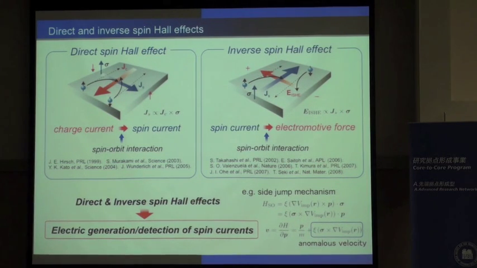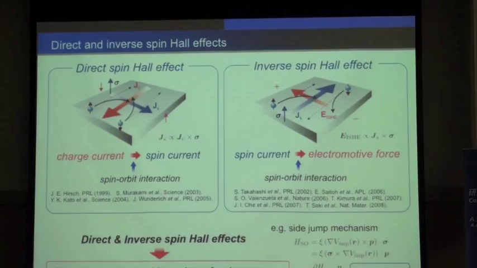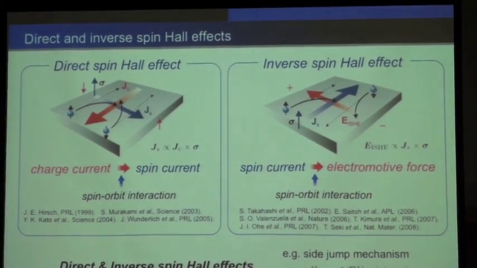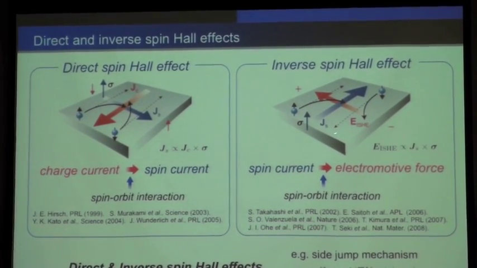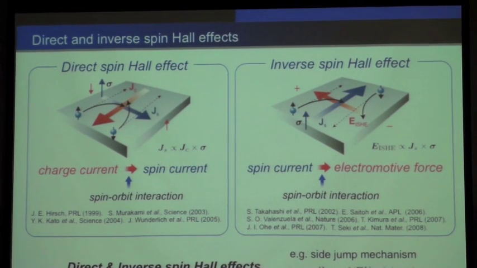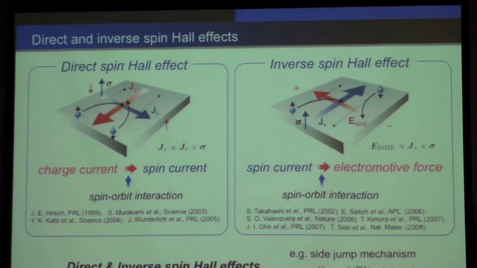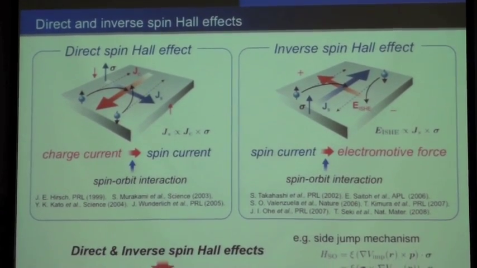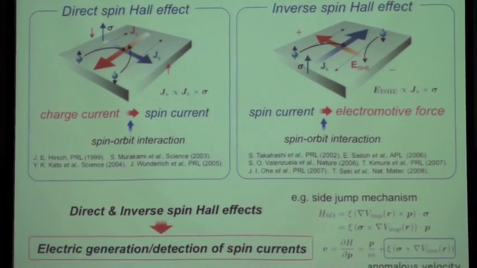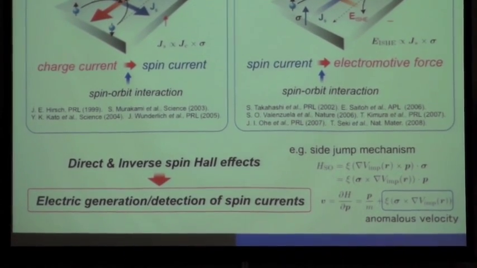The direct spin Hall effect refers to a conversion of a charge current into a spin current due to the spin-dependent scatterings induced by the spin-orbit interaction. The inverse of this process, the inverse spin Hall effect, refers to a conversion of a spin current into an electric voltage. Using the direct and inverse spin Hall effects, we can generate and detect spin currents electrically. First, I'll show you what we can do using the direct spin Hall effect.